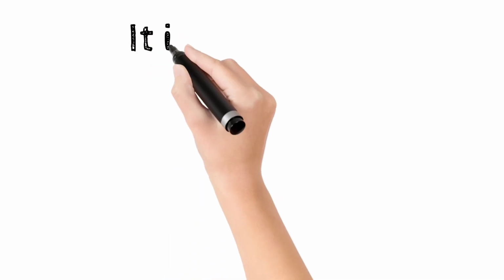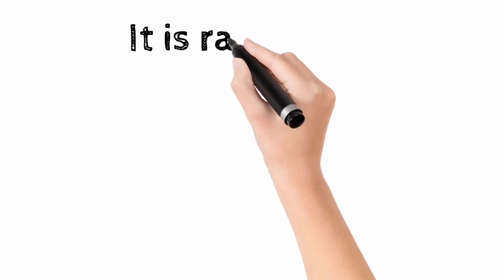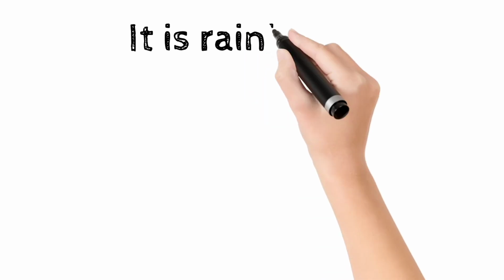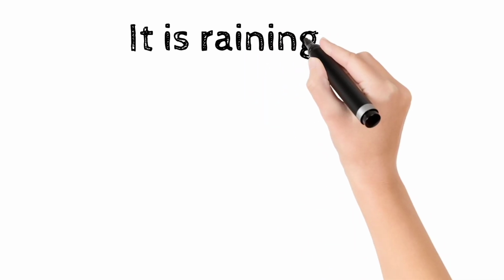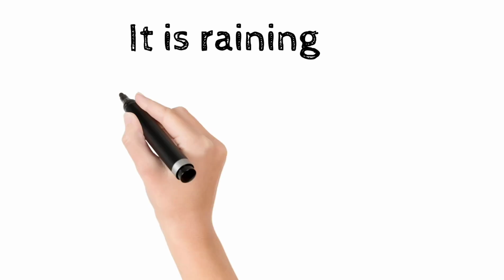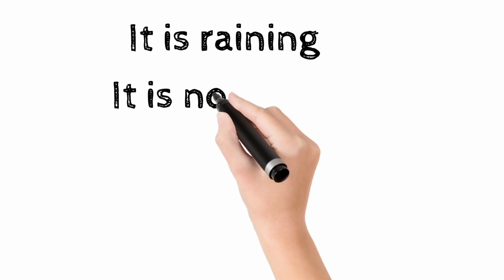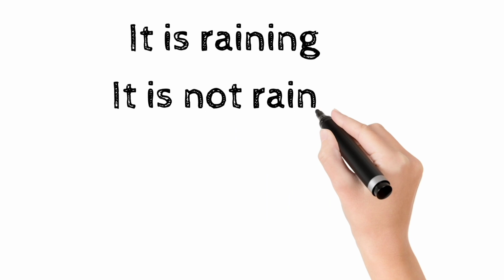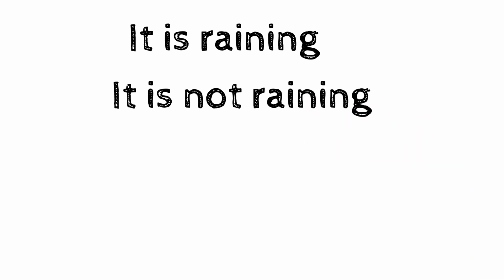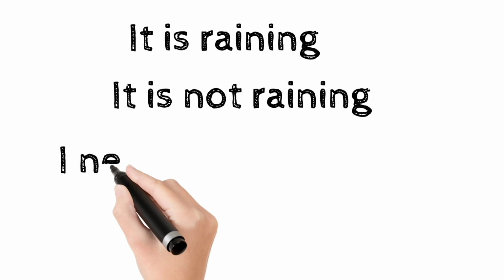Here is a sentence for you. It is raining. Is this a positive or a negative sentence? Yes, it's a positive or affirmative sentence. How can we convert it into a negative sentence? By adding the word not to it. So here, it is not raining is a negative sentence because we added the word not to it.